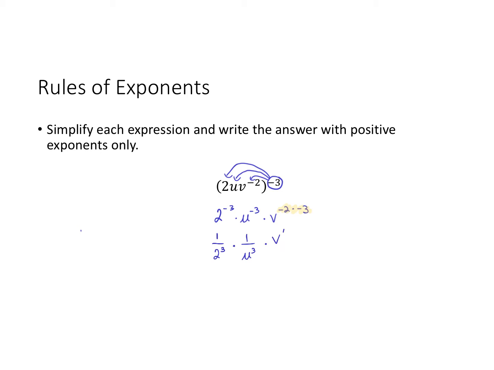That's v to the +6 power. And you can write that over 1 if you want to. Okay. All right. So this gives us final answer, v to the 6th power over 2 to the third power. We know that that's 8. So that 8 times u to the third power. And we've got positive exponents. Okay. Let's take a look at one more example.